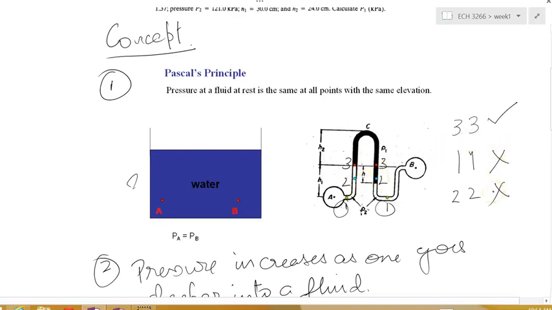Well, how about 3 and 3? Yes. So you have to be careful as to where you apply Pascal's principle when you solve manometer problems. Okay, so that's the first concept that's important.